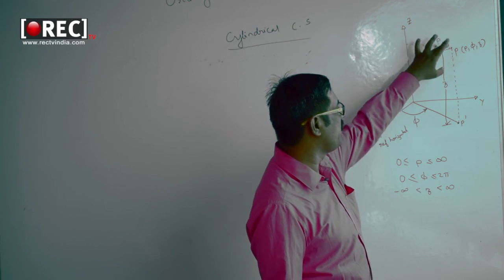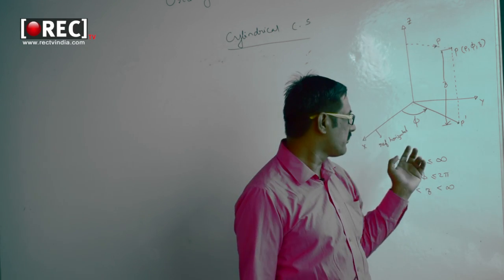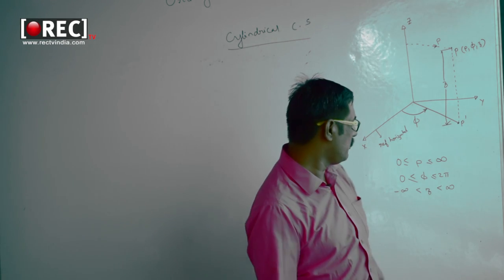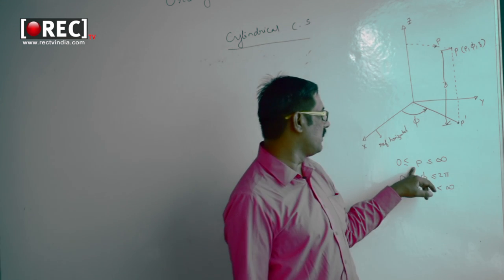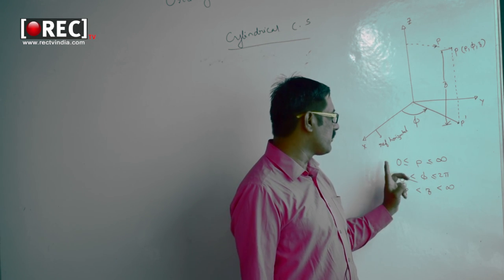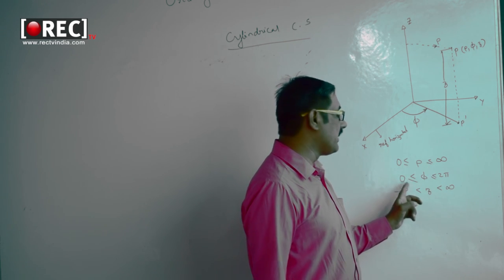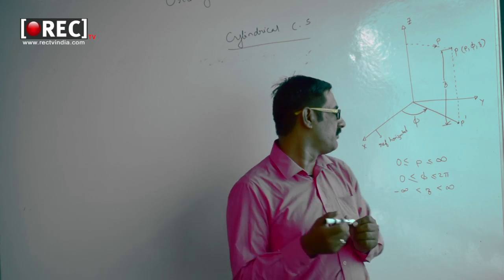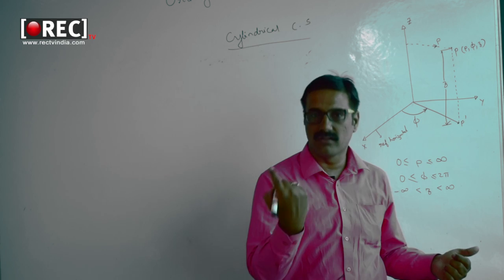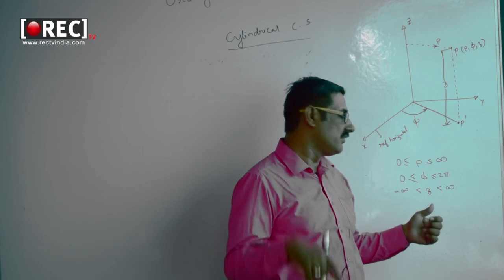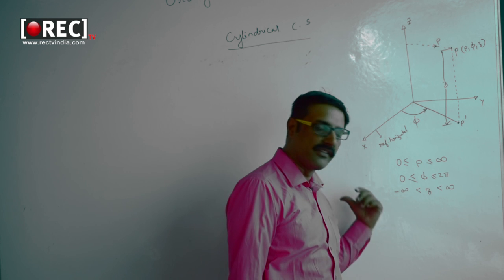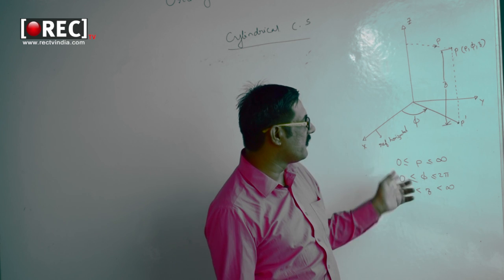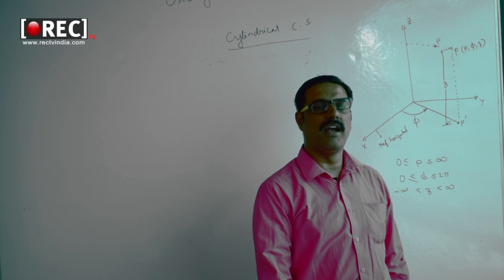Next, what is Z? It is the distance between the point P and the horizontal plane. So, the distance between the XY plane and the point P would give you the value of Z. So, if you observe, the radius vector rho can vary from 0 to infinity. Similarly, the angle phi can vary only from 0 to 2 pi. It's a finite value, in order to describe a circle. And in the vertical direction, I can extend the cylinder from minus infinity to infinity along the z axis. So, these are the limits of rho, phi and z.